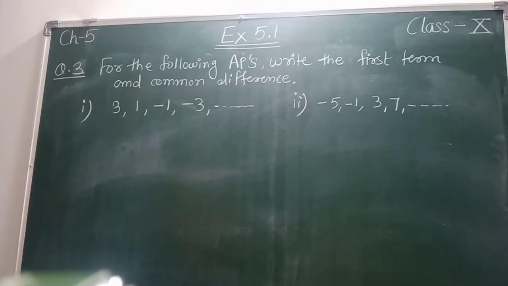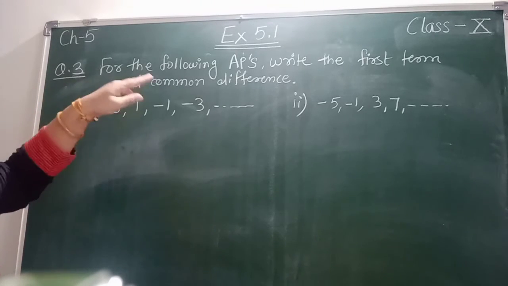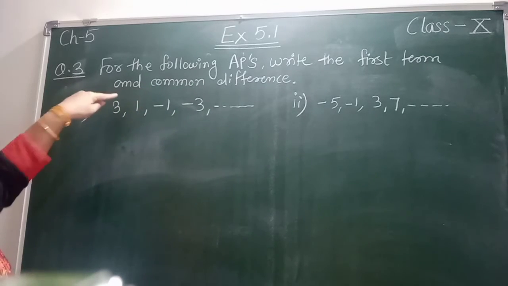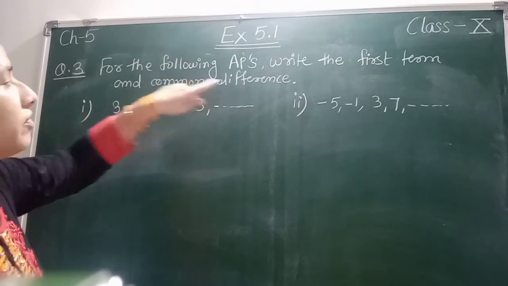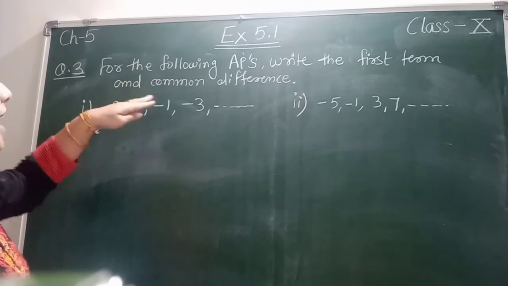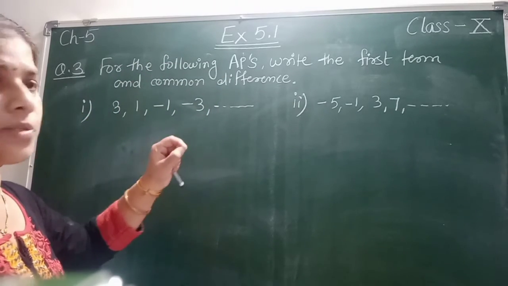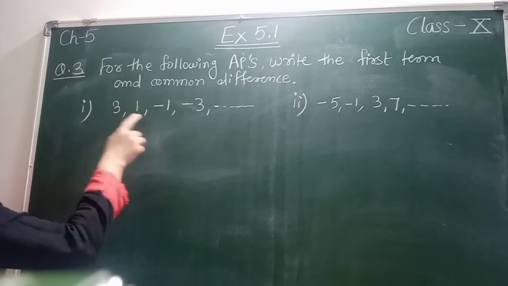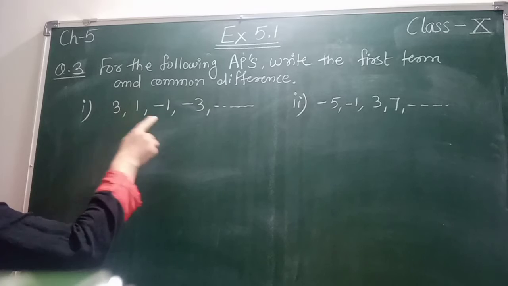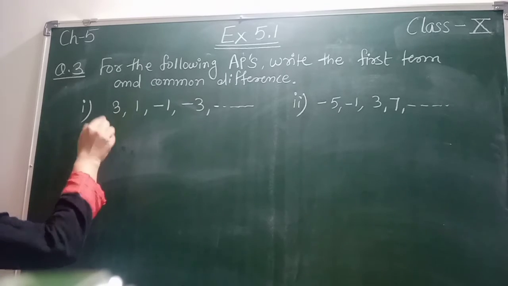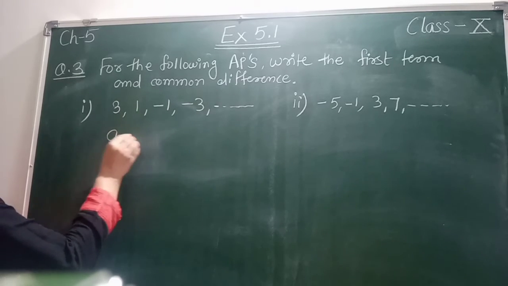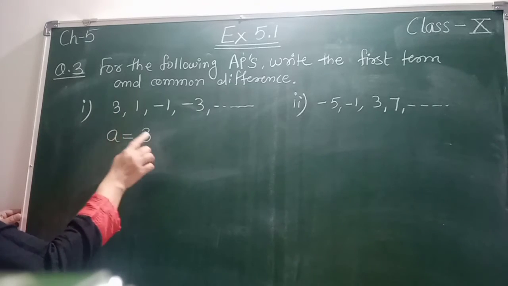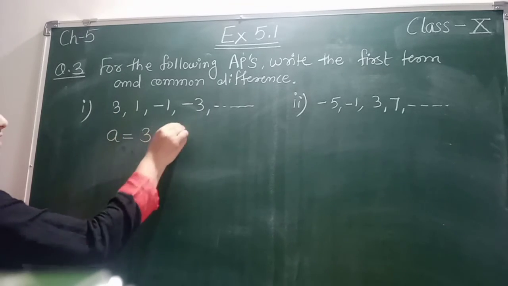Question number 3 of this exercise is, for the following APs, write the first term and the common difference. For this particular question, we have to find the first term, it means a, and the common difference, it means the value of small d. So we will start. As you can see here, student, in this AP, the first term is 3. So the value of a is here 3.